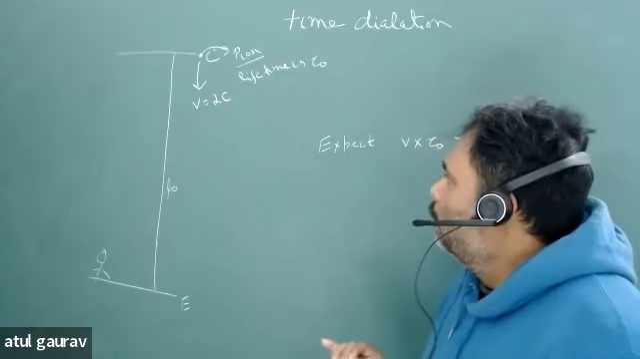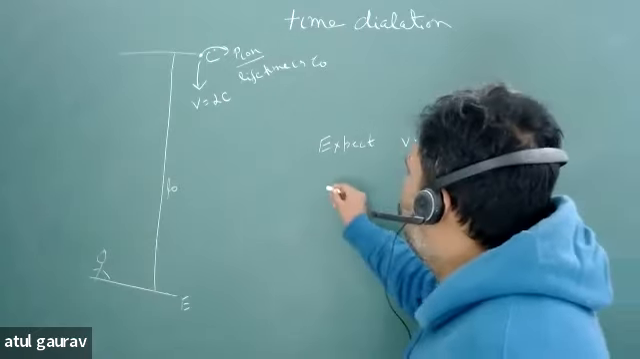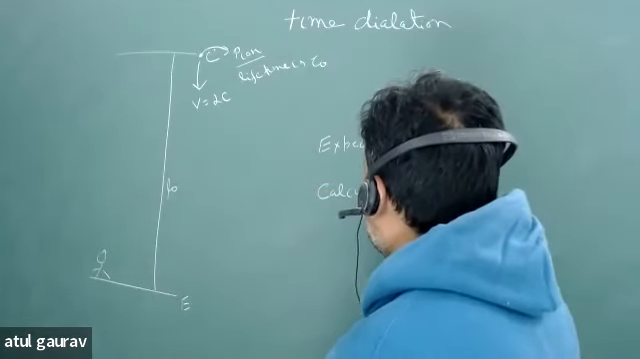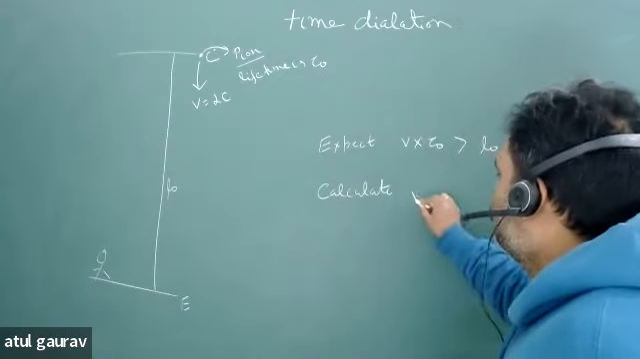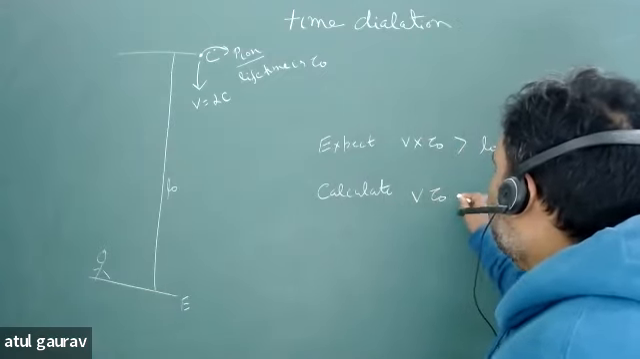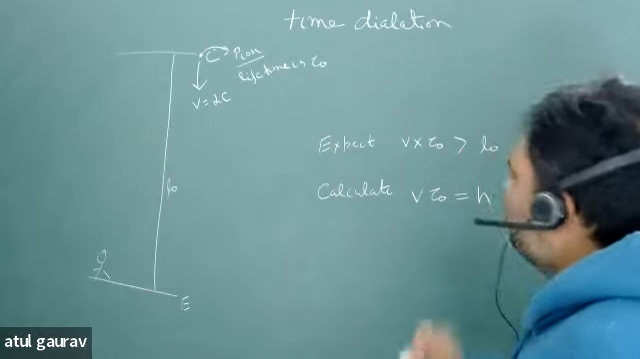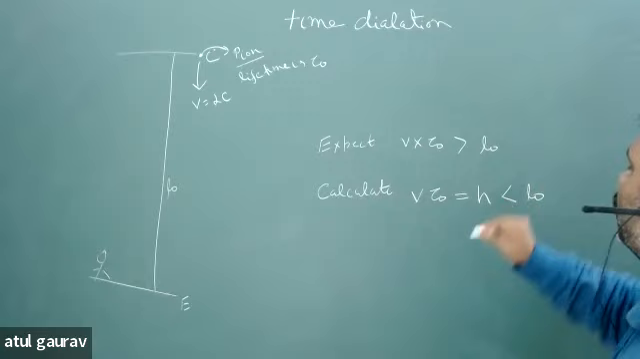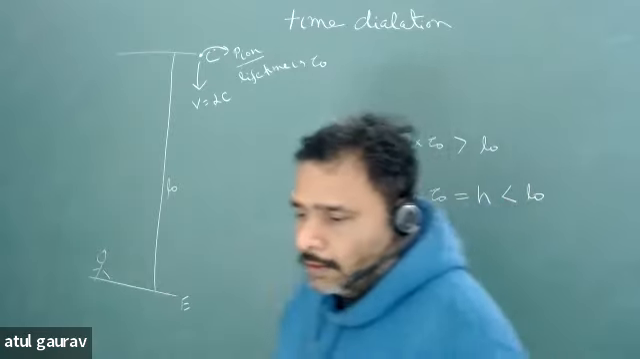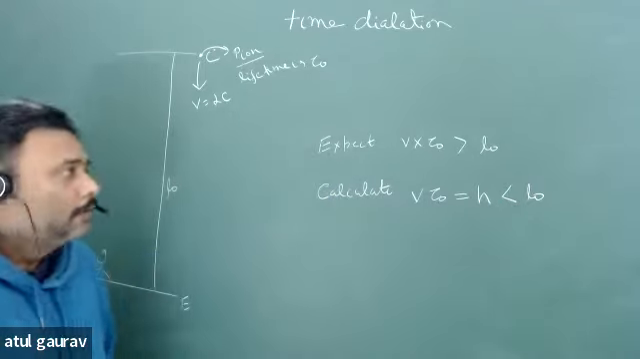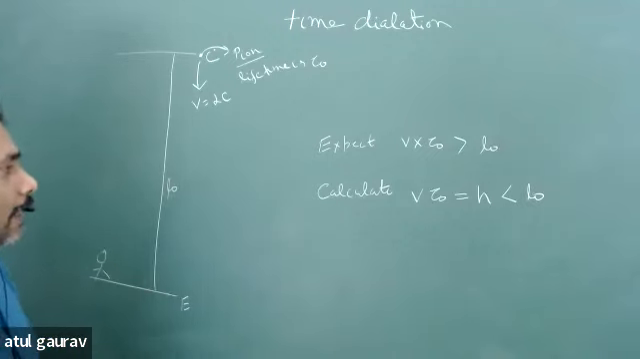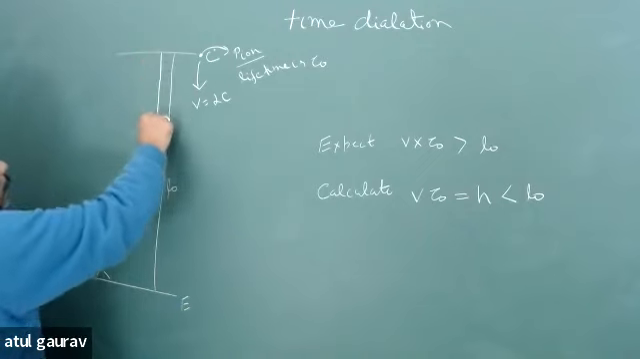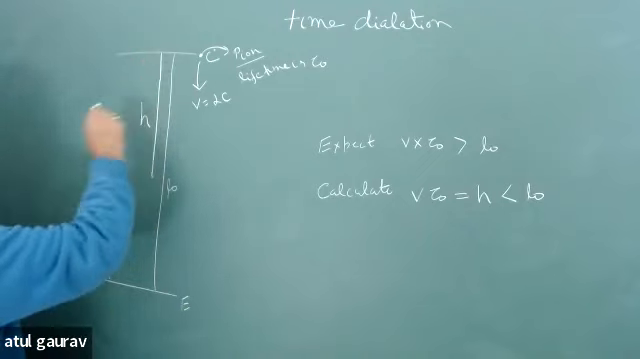Now, this is our expectation. When we calculate it, what do we find? We find v into tau naught is equal to some value h, which is less than L naught. So what is the meaning of that? The meaning of that is that the pion has to decay at some height h.